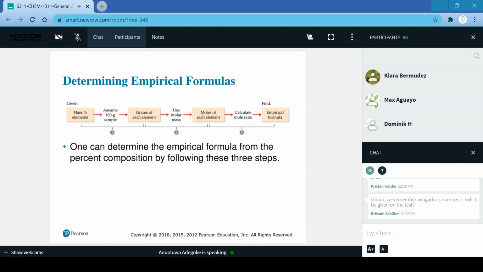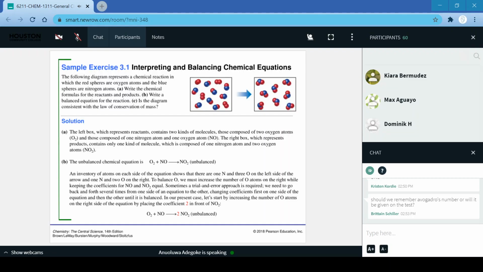All right, before we even go to empirical formulas, we are going to do calculations. Like I said, it's all about the calculations in this course. Right now I'm uploading the worked example so we can see what to do here. So let's go.